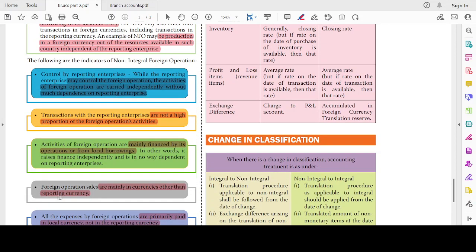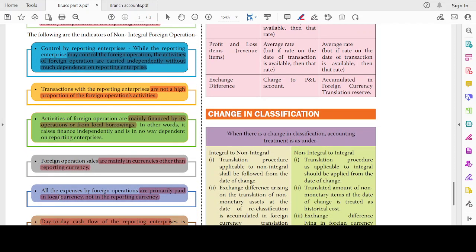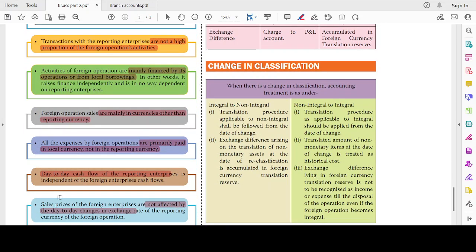Controlled by reporting enterprise. While the reporting enterprise may control the foreign operation, the activities of the foreign operations are carried on independently without much dependence on the reporting enterprise. Two, transactions with the reporting enterprise are not a high proportion of the foreign operation's activity. Three, activities of foreign operations are mainly financed by its operations or from its local borrowings. In other words, it is financed independently and is in no way dependent on the reporting enterprise. Four, foreign operations sales are mainly in currencies other than the reporting currency. Five, all the expenses of the foreign operation are paid in local currency and not in reporting currency. Six.